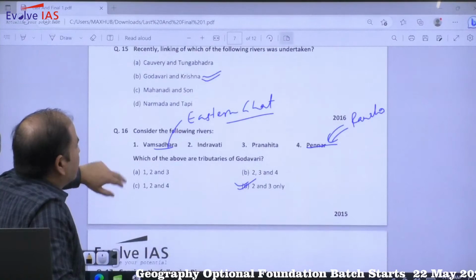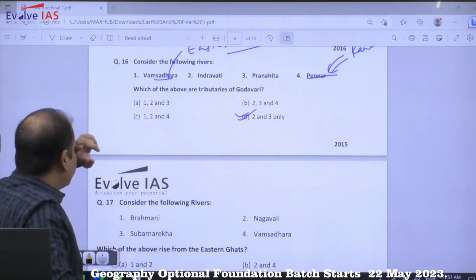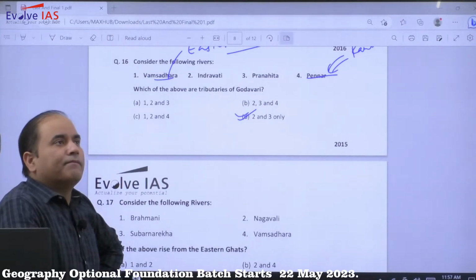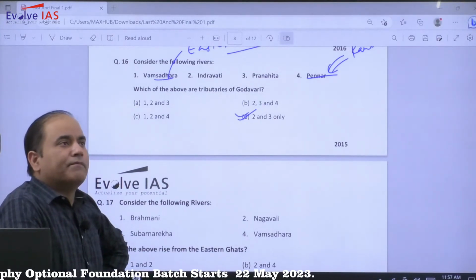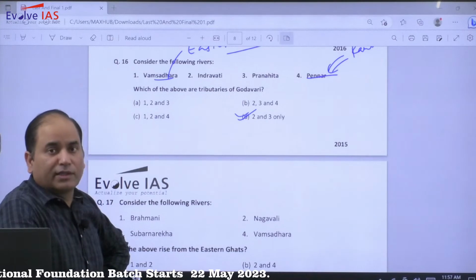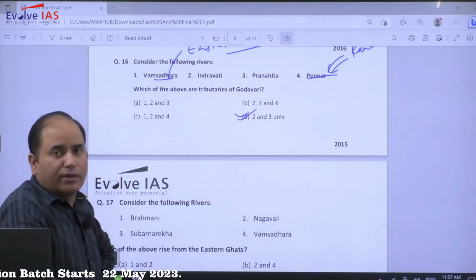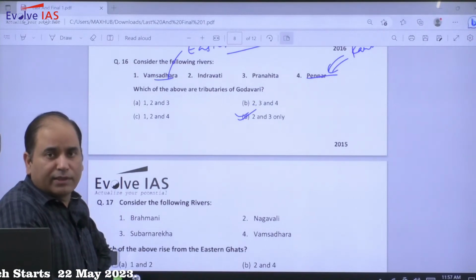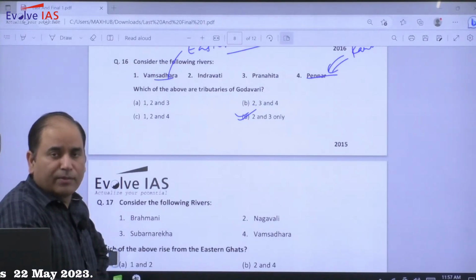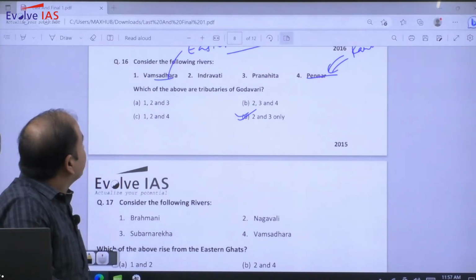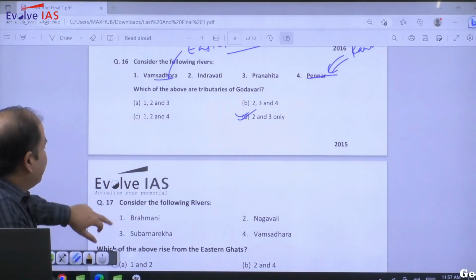Godavari river is the largest river of the peninsular river system. It is also referred to as the Ganga of southern India, so Dakshin Ganga. It is also popularly known as Dakshin Ganga. So Indravati is there, Pranhita is there, Manjra is there. These are some of the important tributaries of the Godavari.